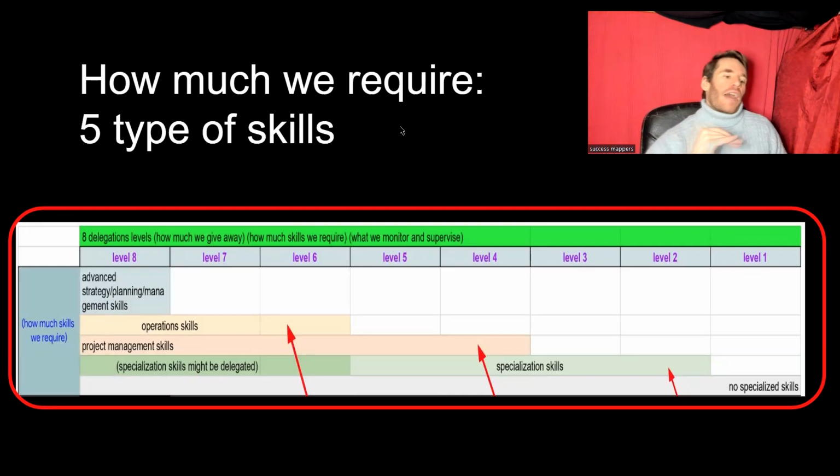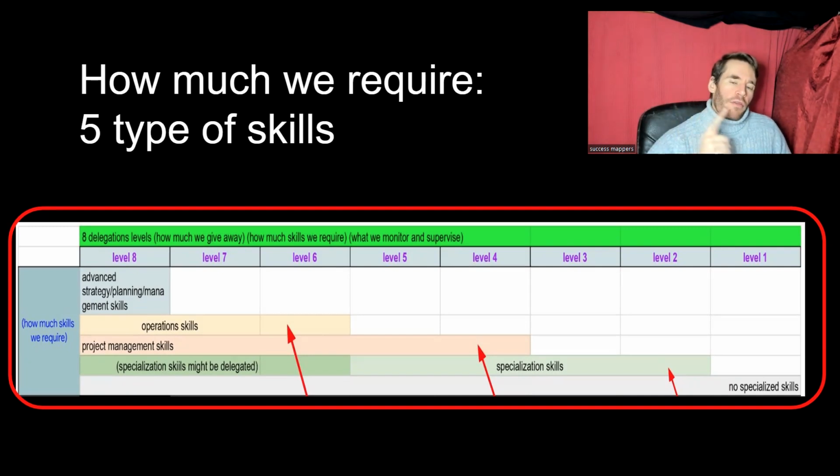Okay, these are the 5 types of skills, and every level has different types of skills required. So level 1 has no specific skills, as you see. In level 2 and level 3, we require specialization skills. By specialization, we mean skills, some experience, some junior experience, someone that studied or implemented or did this work for 1, 2, 3 years.